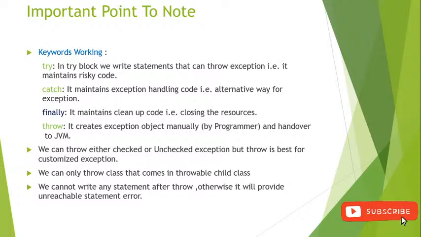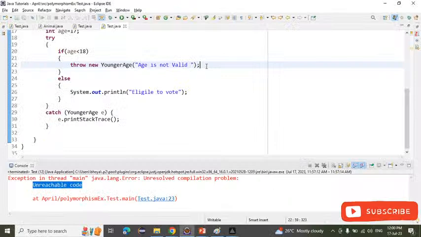I hope you understand the finally keyword as well as the throw keyword. Tomorrow we will see the throws keyword: what is the use of the throws keyword and how we will use it. Today we saw the finally keyword is used to write cleanup code. If our file is open, we can close it inside the finally block. If our connection is open, we can write the cleanup code inside the finally block.